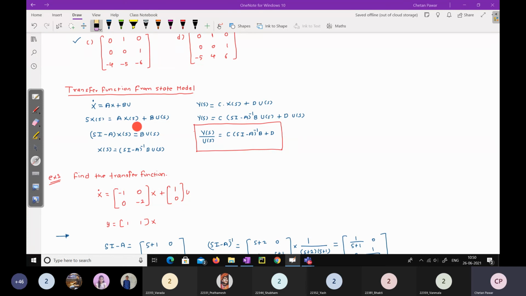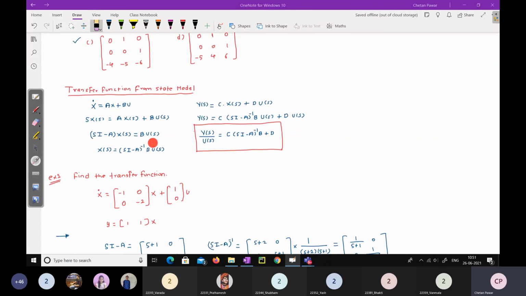If I simplify it, that will be sI, where I is the identity matrix. Here you can see these are the matrices A and B. If you adjust this term, this will become (sI minus A) into X(s) equal to B into U(s). The size of I depends on the size of matrix A. So X(s) will be (sI minus A) inverse into B into U(s).